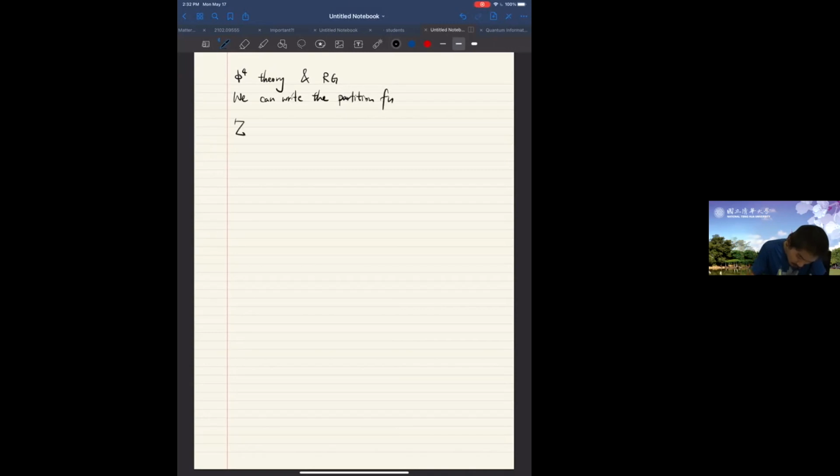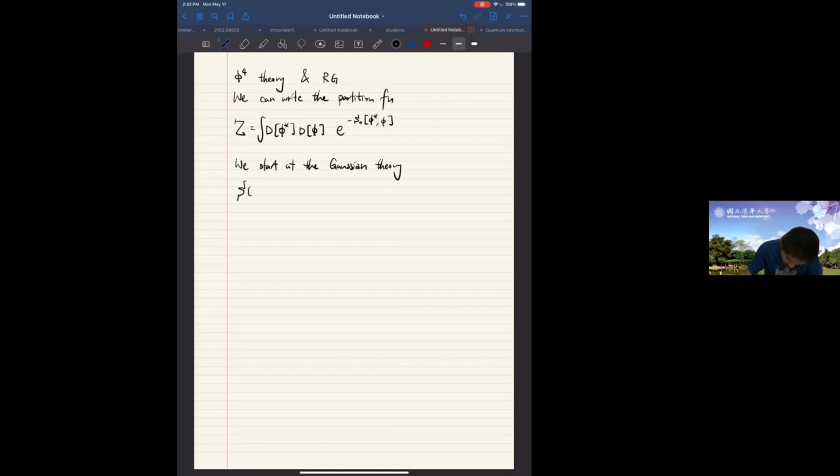For some bosonic field, which we say is Gaussian because it's quadratic. This is quadratic in terms of phi, so phi is a bosonic field. That's what we learned before in the previous class, right? So we start with the Gaussian theory, which means the action is quadratic.